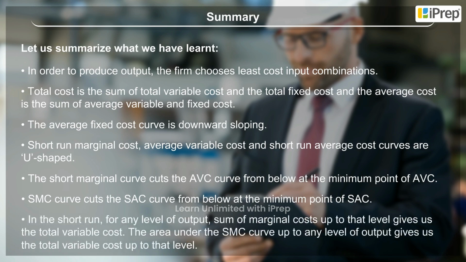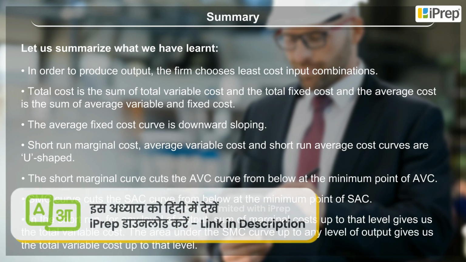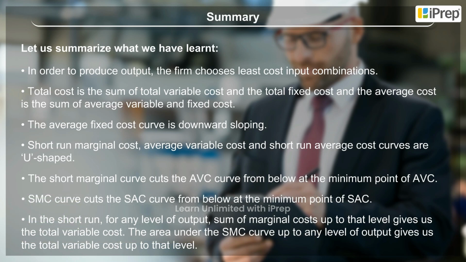In the short run, for any level of output, the sum of marginal costs up to that level gives us the total variable cost. The area under the SMC curve up to any level of output gives us the total variable cost up to that level.